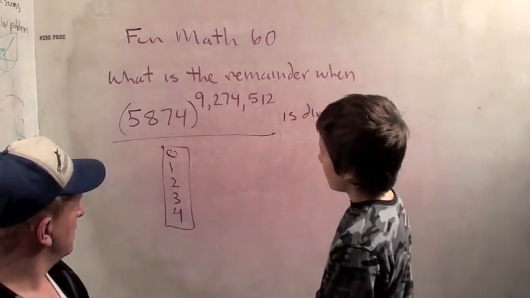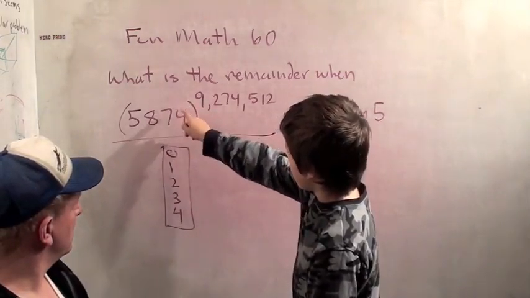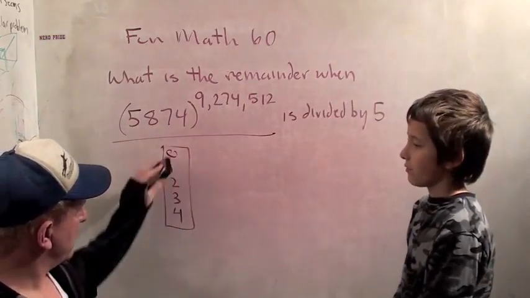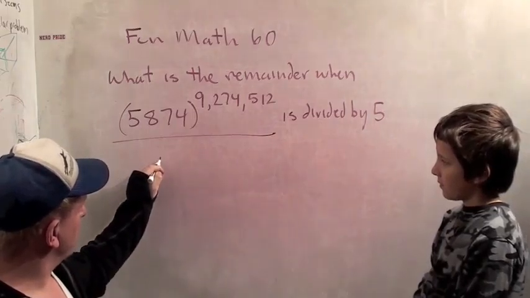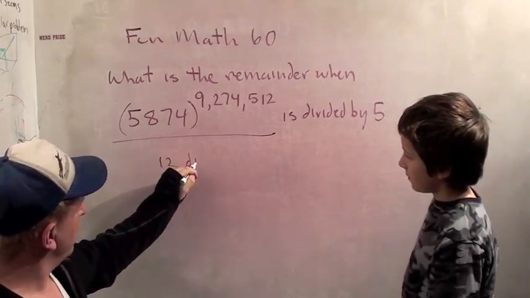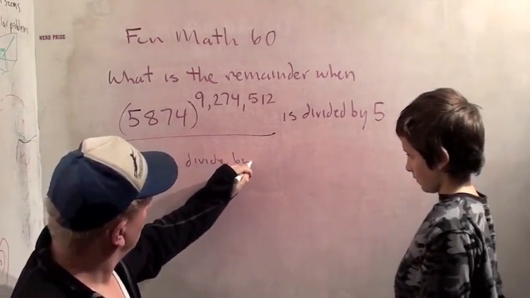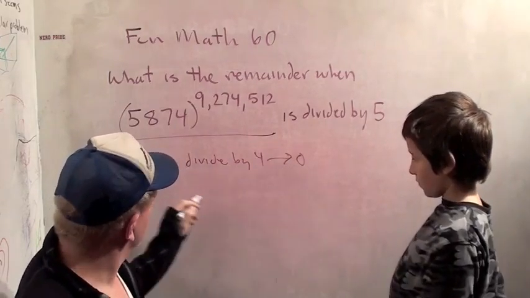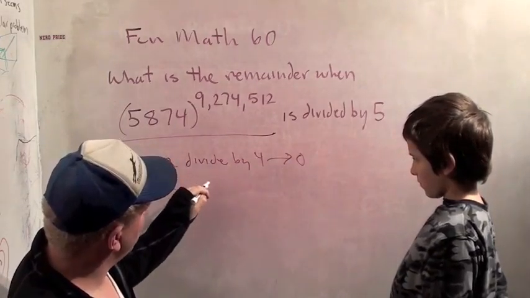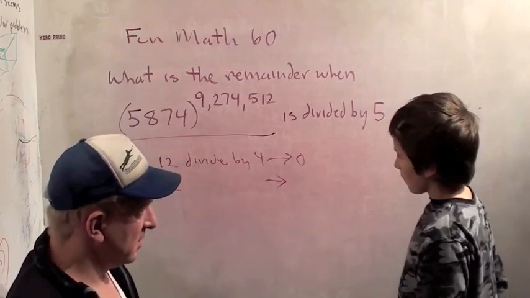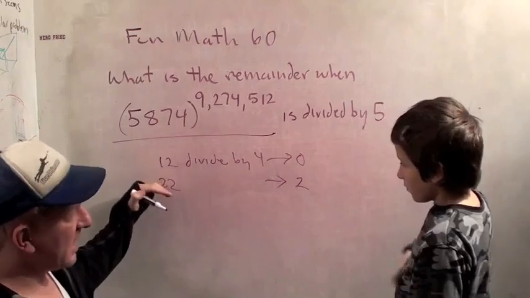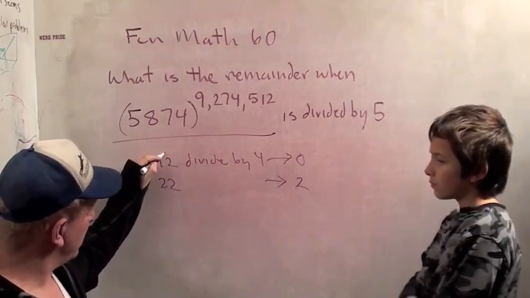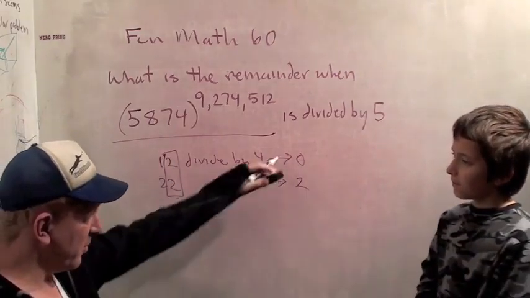Well, we could figure out the last digit of this power. We could, but it might work and it might not. For example, when 12 is divided by 4, the remainder is 0. When 22 is divided by 4, the remainder is 2. So if you only go by the last digit, you might not get the right remainder. Here the last digit is the same, it's 2 in both, but the remainders are different.